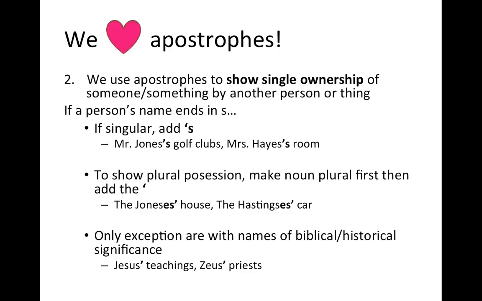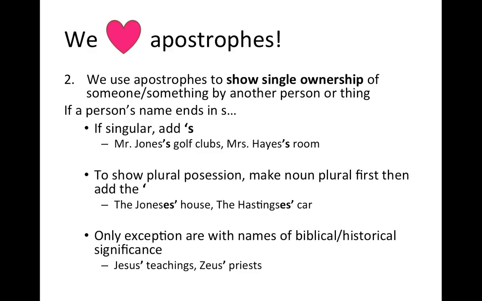Our second rule is that we use apostrophes to show single ownership of someone or something by another person or thing. So if a person's name ends in S, that's where it kind of gets tricky, right? You obviously know that you can use apostrophes to show ownership, but sometimes we don't know what to do when those names do end in S, like Jones or Hayes or Jesus, something like that. So if the person is singular, you're going to go ahead and add an apostrophe S. So if you are talking about Mr. Jones's golf clubs, Mr. Jones is one person, so it's singular, so you would add an apostrophe S if you're talking about his golf clubs.